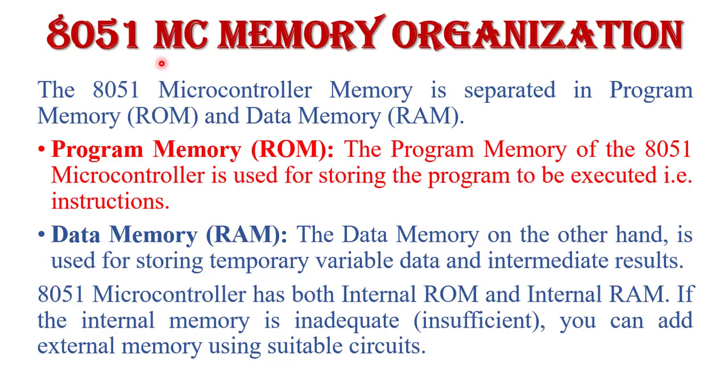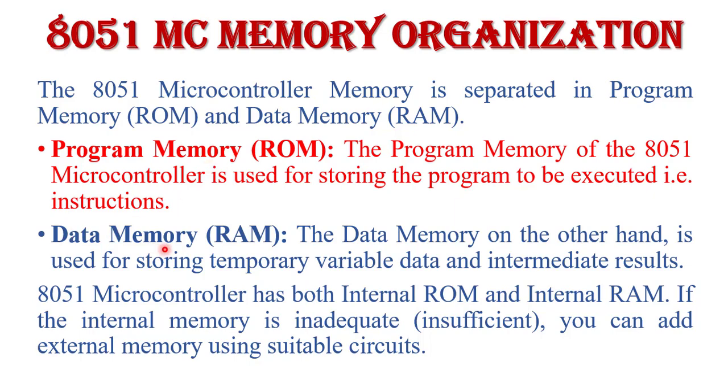Now, 8051 microcontroller memory organization. As I have already told, the 8051 microcontroller is based on Harvard memory architecture. So we use separate memory to store program, that is called program memory, and a separate memory unit to store data, that is called data memory. First is program memory. For program memory, we use ROM, that is read-only memory. Read-only memory is basically used for permanent storing of the program or instructions which are executed by the microcontroller.